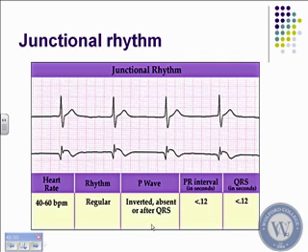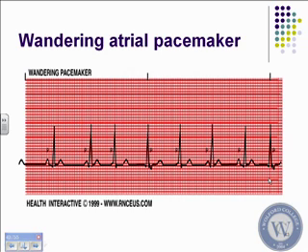Junctional rhythm depends on which portion and how fast it is, or the actual height of how wide the junctional rhythm is. The wider the junctional rhythm, the lower it is. In other words, it's right below the AV node. The higher the junctional rhythm, the more encompassing the AV node it is. Wandering atrial pacemaker, we just showed you again.